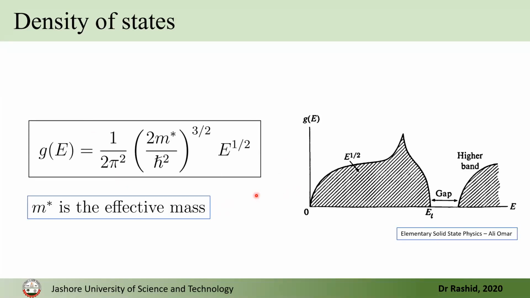If you do the calculation, which we are not showing here, the expression for the density of state should be like this. You can see this depends on the effective mass of the electron or the carrier, and it depends on the half power, or the square root, of the energy of the band. So this is a typical structure of the band density of state. As the energy increases, density of state increases. This is the gap, and then we have the higher band.